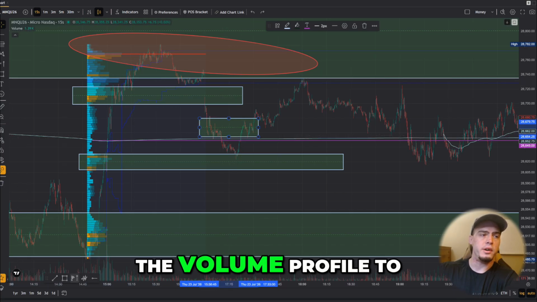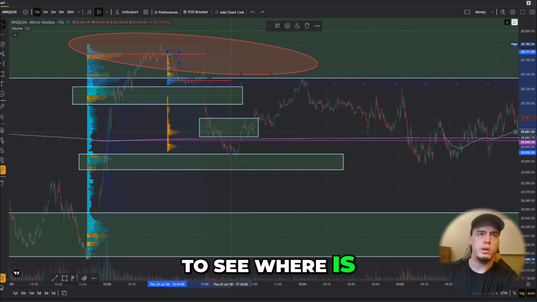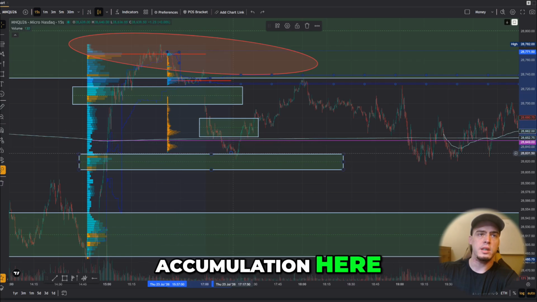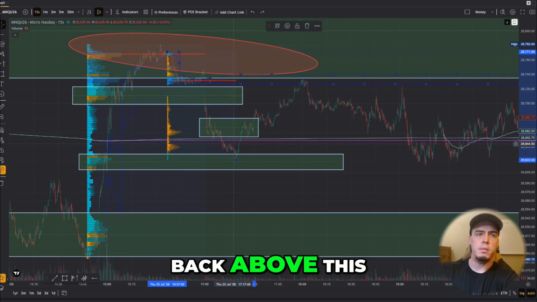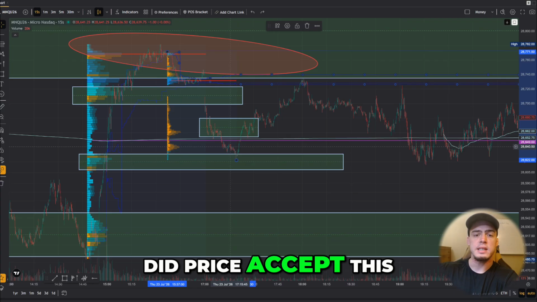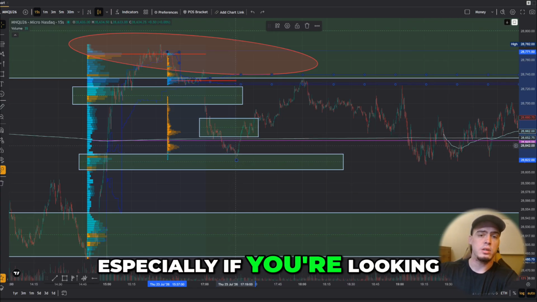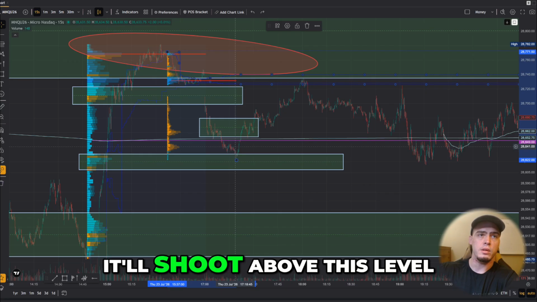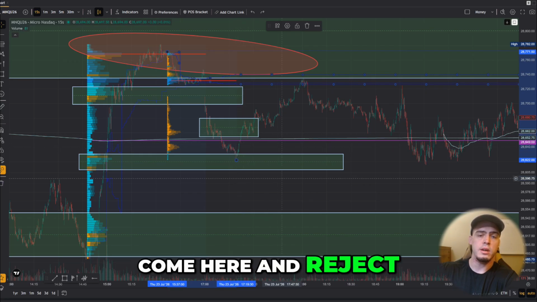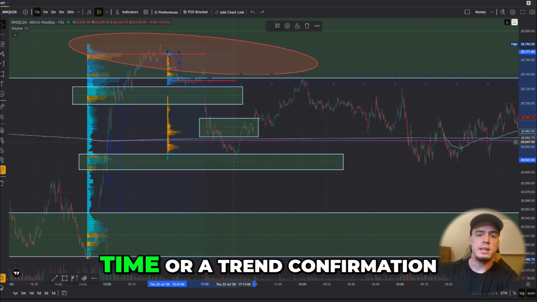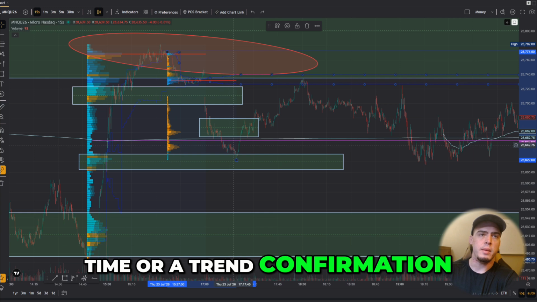This is a support or resistance level. And if we use the volume profile to see where it's accumulating, big spike down, accumulation here, accumulation here. Once we start going back above this, the question is, did price accept this? Did it accept up here? How do you know? A lot of times, especially if you're looking at the shortest term time frame, it'll shoot above this level, come here and reject. So we need a time or a trend confirmation.